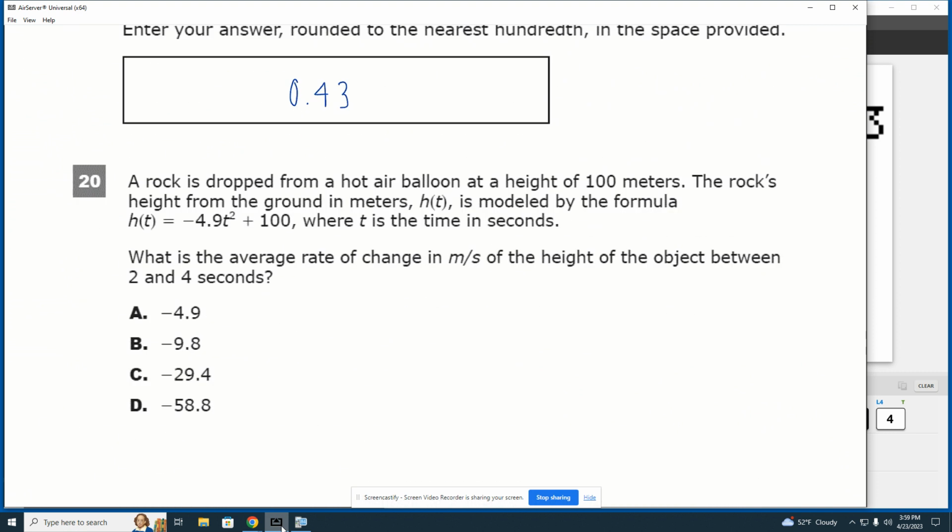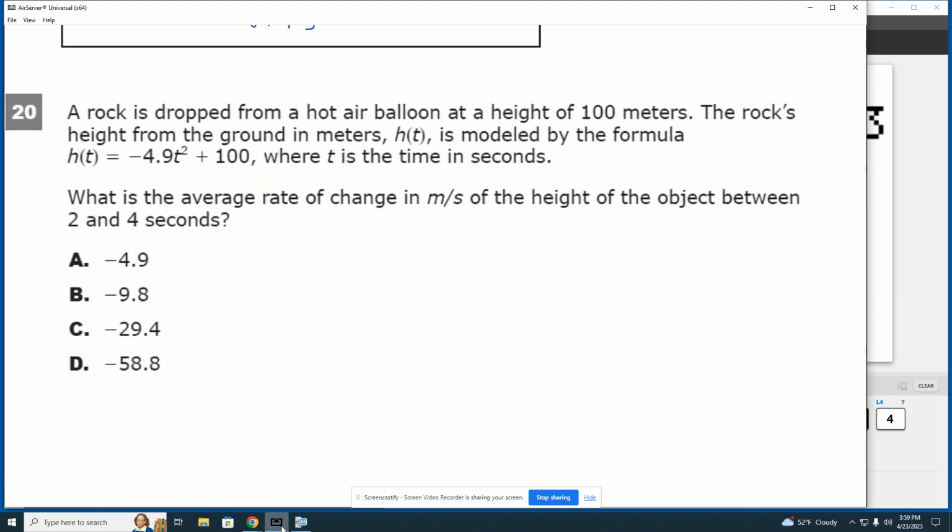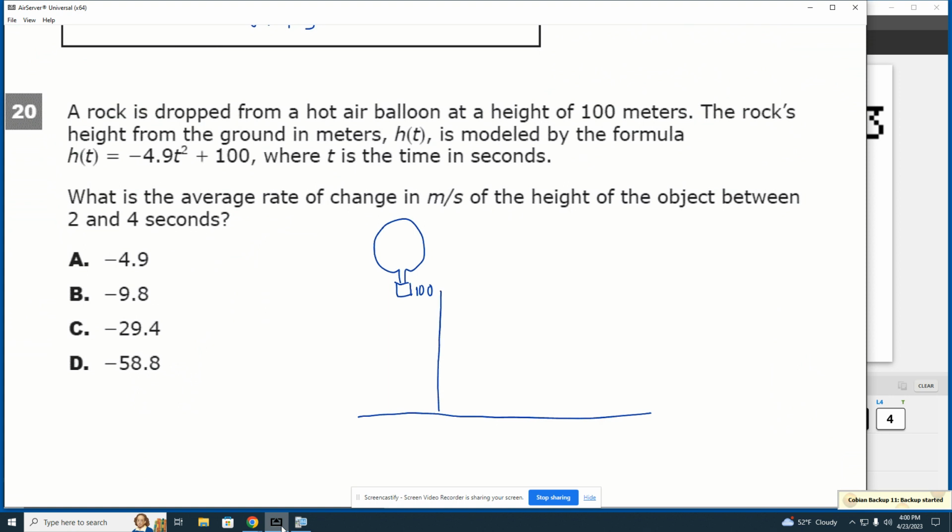Let's keep on rolling. Number 20. A rock is dropped from a hot air balloon at a height of 100 meters. I'm going to just try to picture this. Here's the ground. There's a hot air balloon way up here. It's going to be a great picture. There's my hot air balloon. And it's 100 meters up. Okay? 100 meters up. And it says that this rock is dropped.